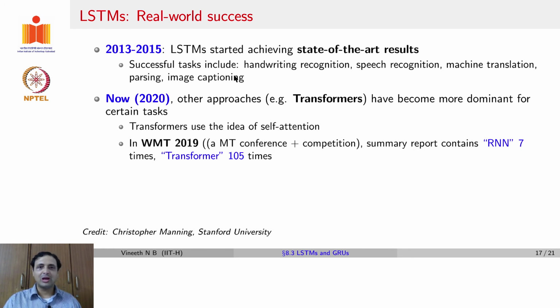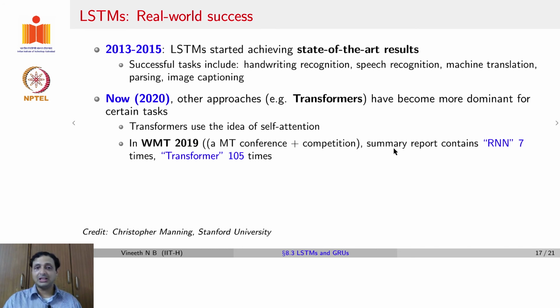However, while we won't have the opportunity to discuss this now, in 2020, as we speak, one of the hottest trends to handle sequence learning problems are known as transformers. Transformers use the idea of what is known as self-attention. In fact, in a recent competition, a summary report of all the methods that participated in that competition, WMT stands for machine translation. It's a machine translation, which is a sequence learning problem. When we say machine translation, we mean an application such as Google Translate to go from English to German or Hindi to English, so on and so forth.